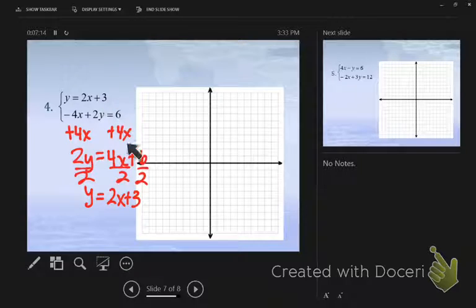Now you'll notice that our equations are exactly the same. Same equation twice. We can still graph it. We go up to 3, and then we go up 2/1 using our slope. And we can make a line.